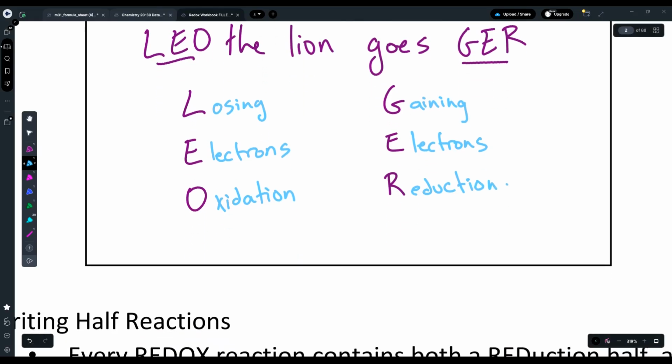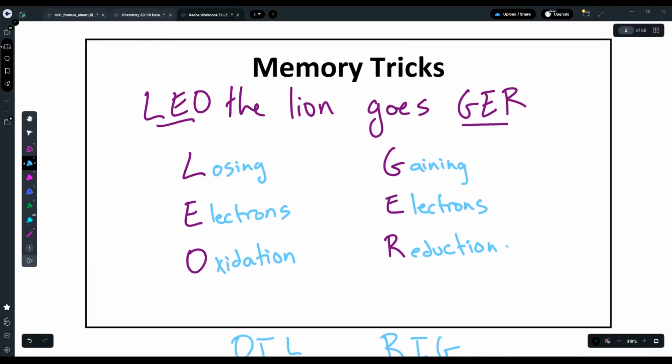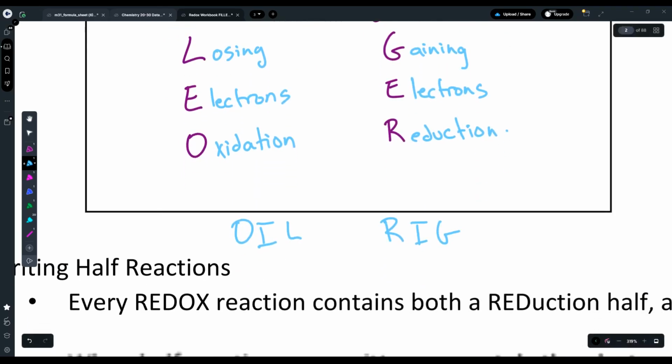Okay, so some other teachers might use OIL RIG, and it means the same thing. So this is oxidation is loss of electrons, and then RIG is reduction is gain of electrons. I typically end up using Leo the Lion goes GER, but if you like OIL RIG better, you can use that so long as you remember OIL stands for oxidation is loss of electrons, and RIG is reduction is gain of electrons.